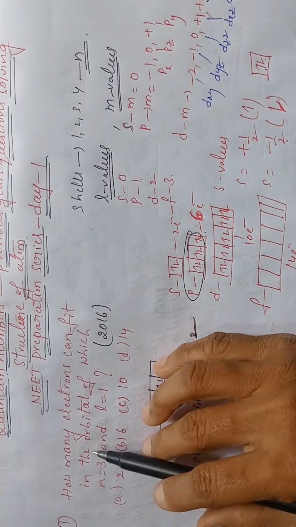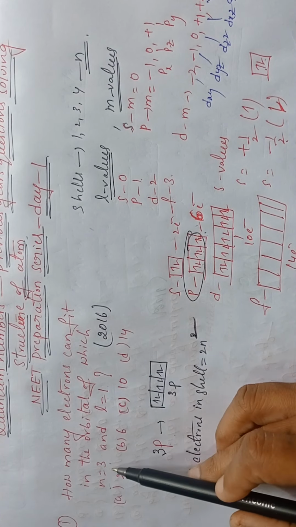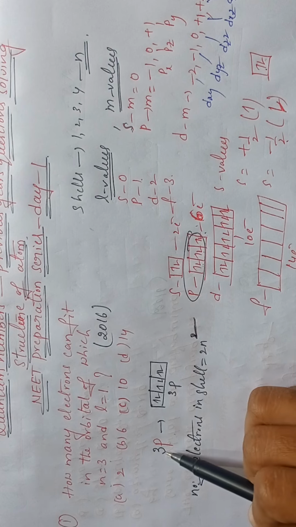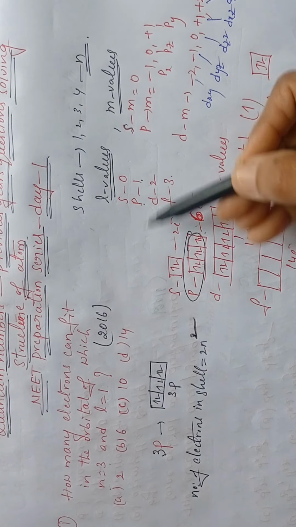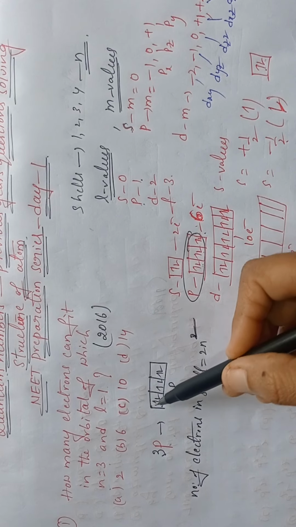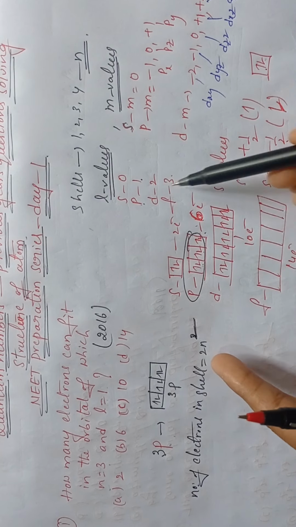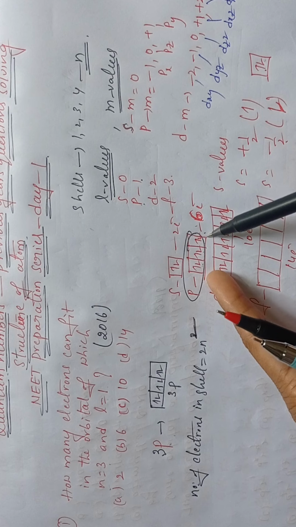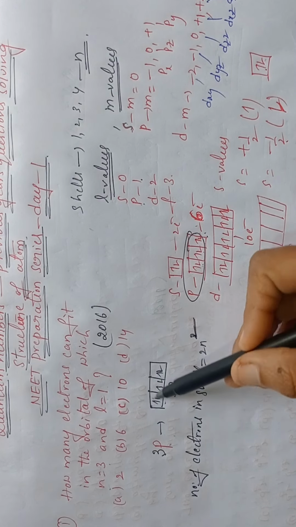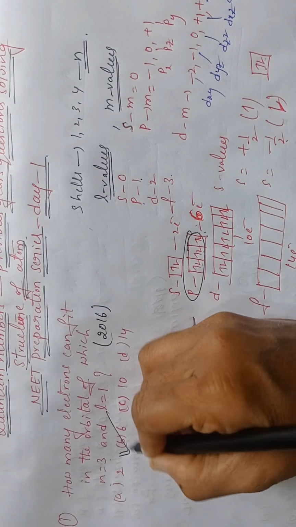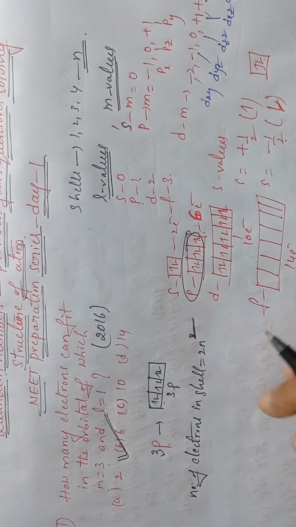Understanding how many electrons can fit in the orbitals in 3p. Students, n equal to 3 is the third shell, l equal to 1 means p subshell, 3p. So in the p subshell, how many orbitals? Total 3 orbitals. So 3 orbitals hold 6 electrons. That's why the answer is 6 electrons. Option B is the correct answer students. Are you clear on this one?